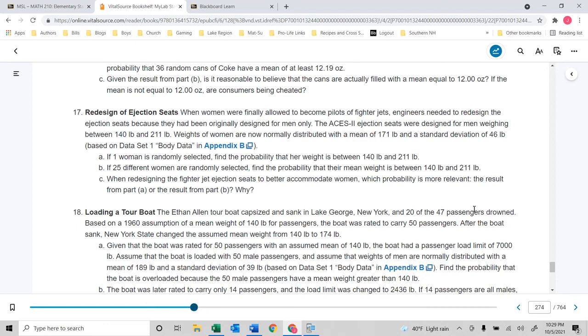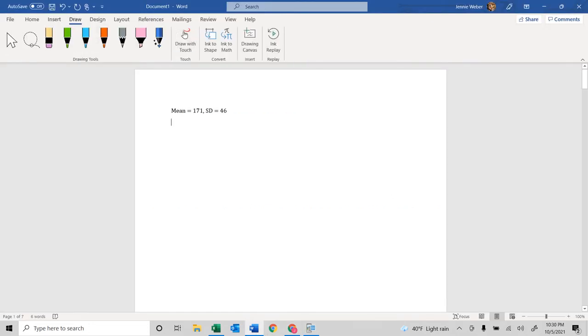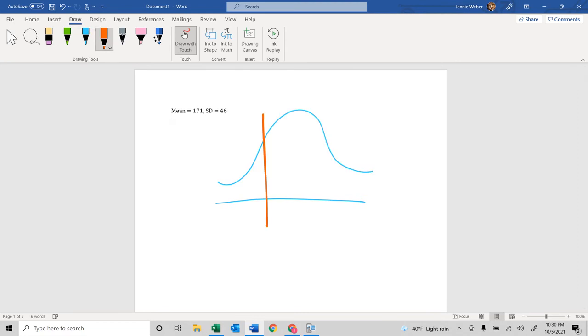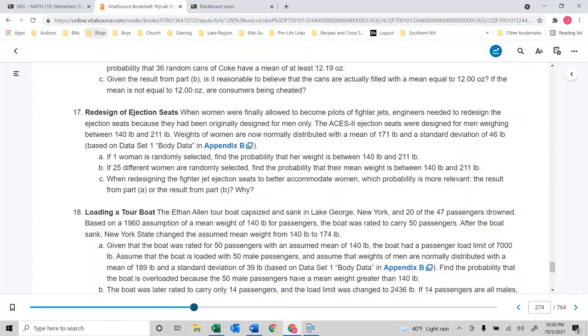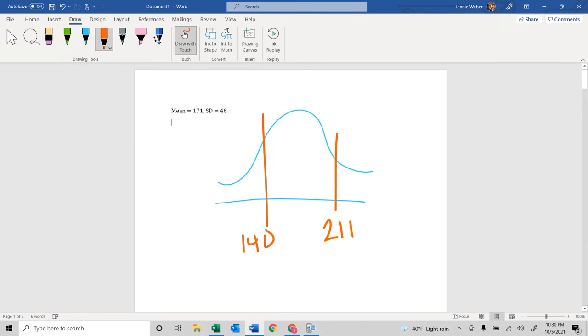Weights of women are now normally distributed with a mean of 171 and a standard deviation of 46, which is obviously going to be different than the distribution for men. Now, if one woman is randomly selected, find the probability that her weight is between 140 and 212. So here's my picture, and I want to find the probability that I'm between 140 and 211. I want to know this area right here.